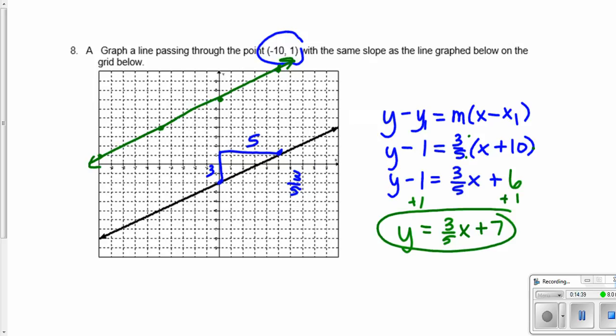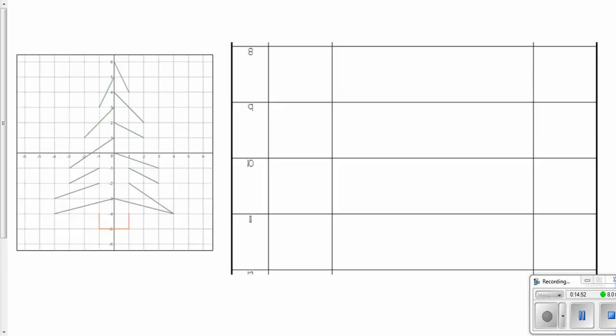Alrighty, so there's our line. And you can tell that we did it correctly because these two lines are parallel, because they have the exact same slope. So let's go back to the pine tree that we were working on earlier.